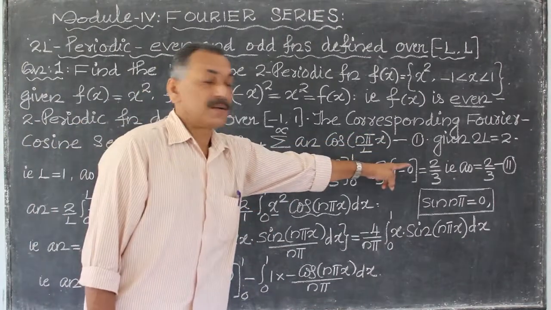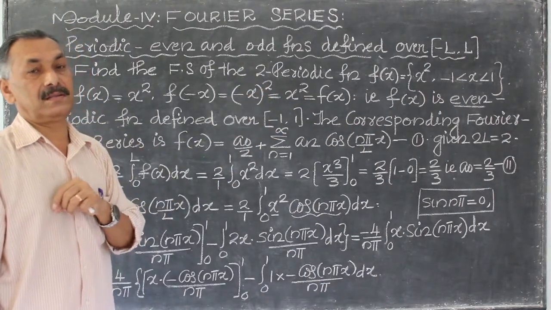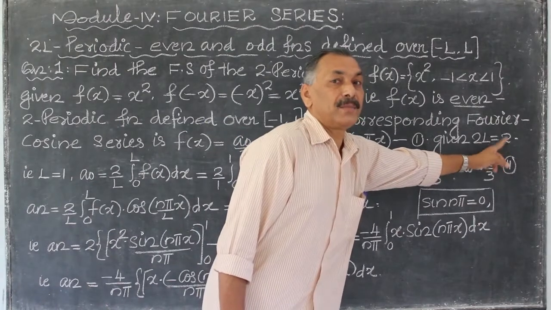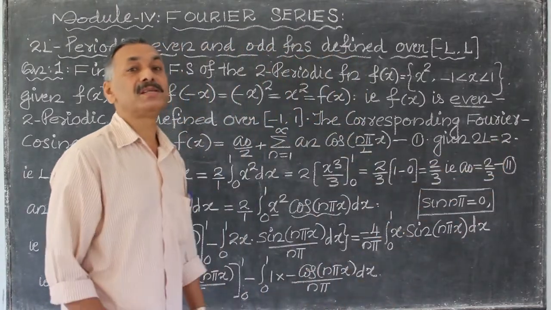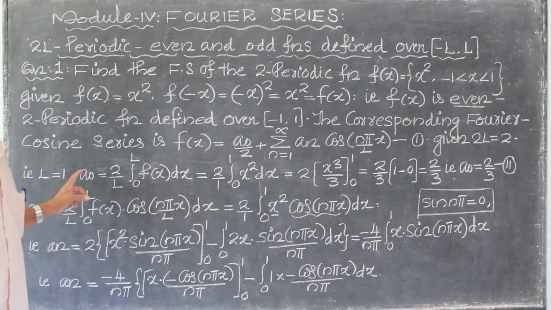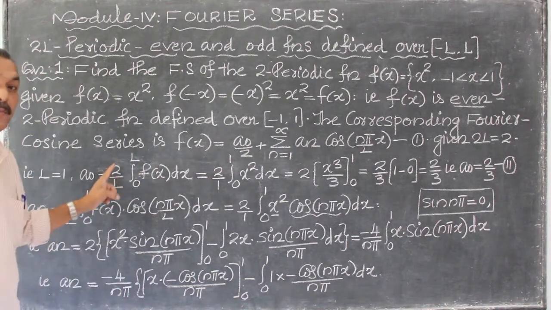That's the result one. Given, what does 2l periodic mean? 2l is equal to 2, that means n is equal to 1. What is a0? In this expansion, a0 is equal to 2 by l.